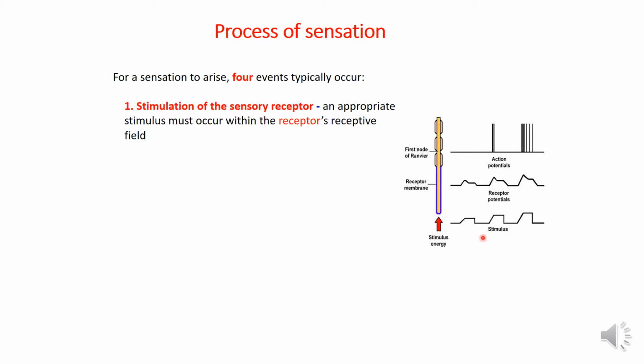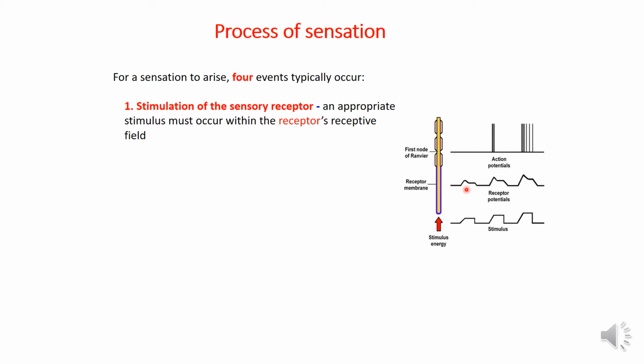What is the meaning of the transducer? They are going to transform the stimulus energy into receptor potential. We have a change in the membrane potential of the receptor. The state of polarity present in the receptor is going to be changed.